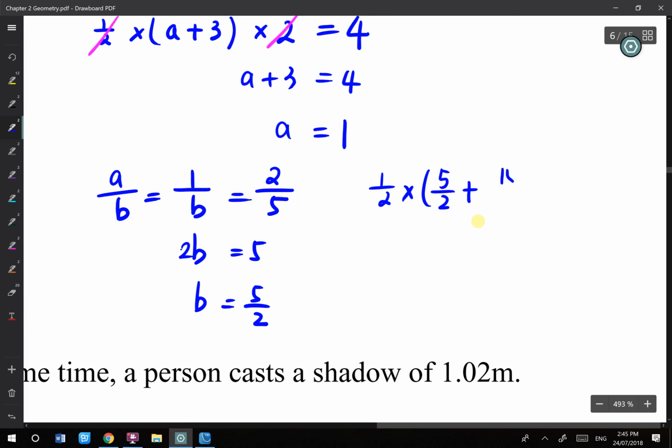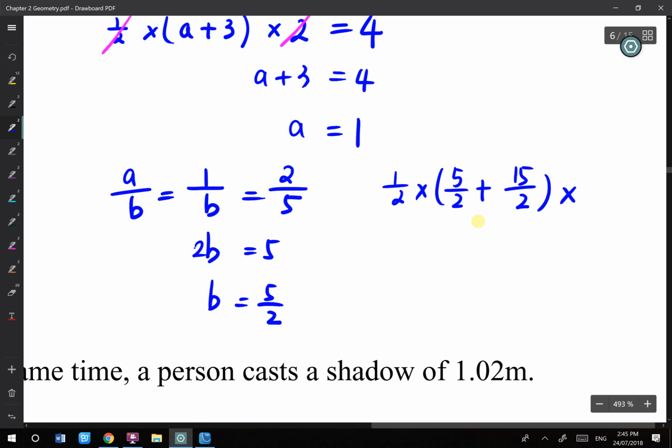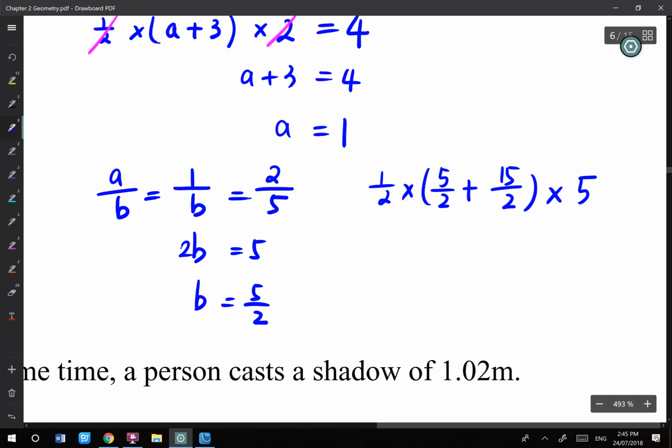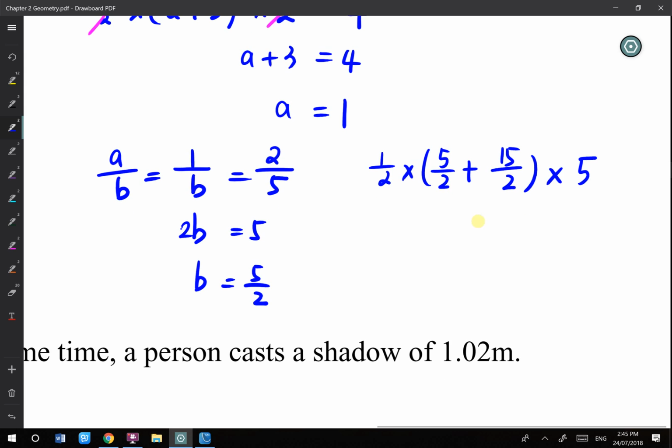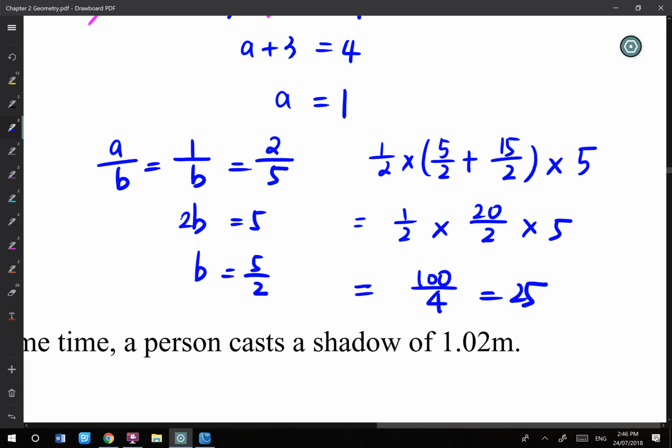Half times (a plus x). What is x? X is 15 over 2, times h. H is 5. So that equals a half times 20 over 2 times 5. That is 100 over 4, which equals 25. Okay, that's (A plus B) times H, and a half of that. That's the large one.